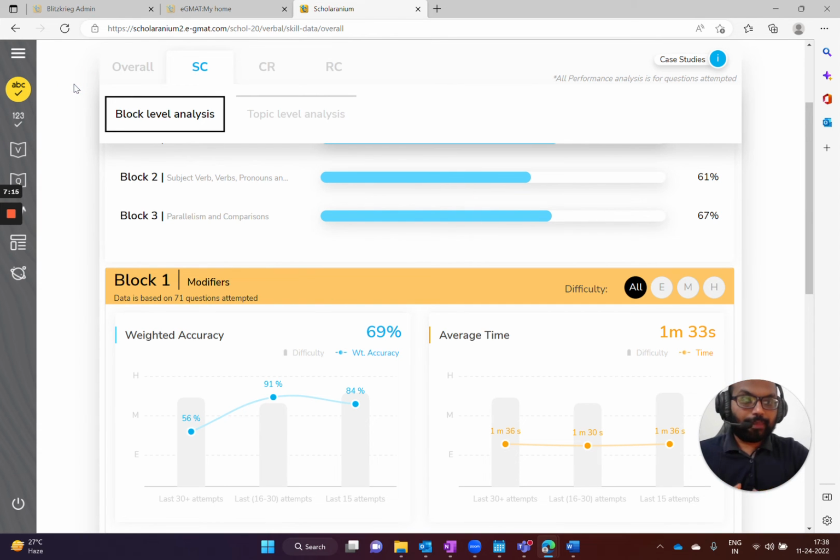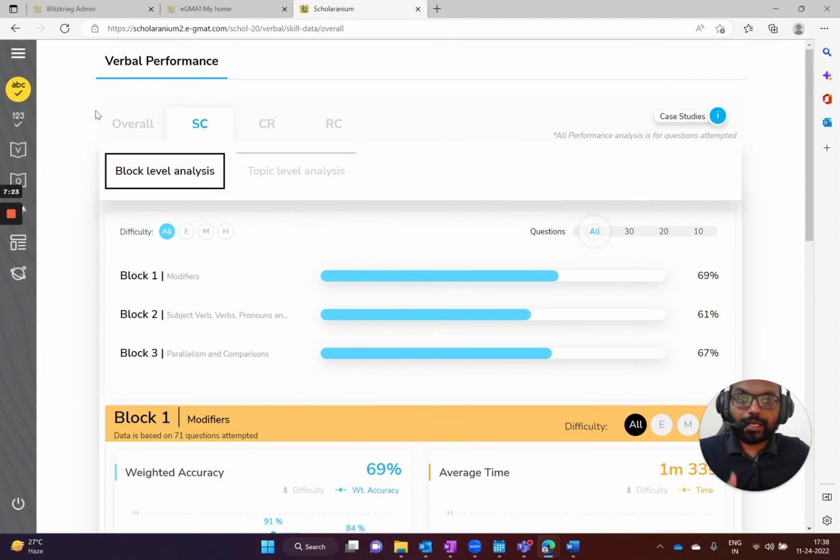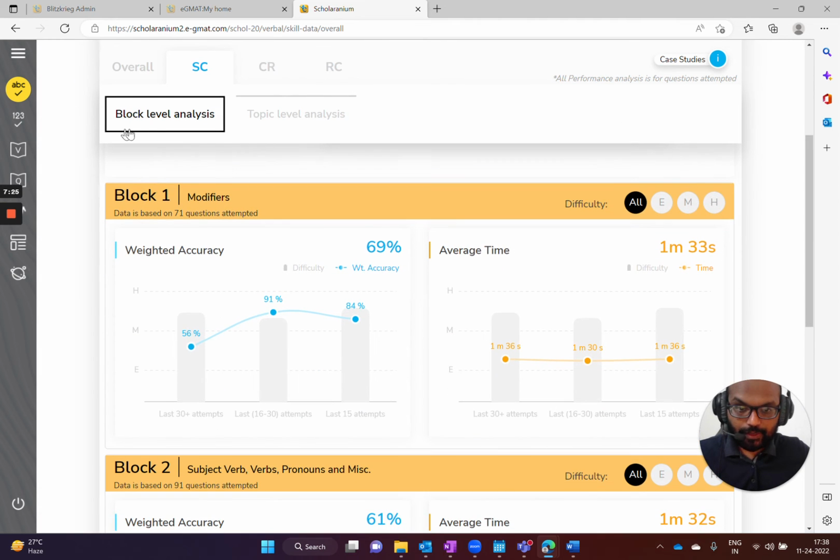So that's the cementing stage, where you need to master those methods which you have learned in the learning stage by doing a lot of practice, and make sure you are hitting the metrics both in accuracy and in timing as well. These are the timing graphs. So you'll have to achieve that. That's the cementing stage of it.